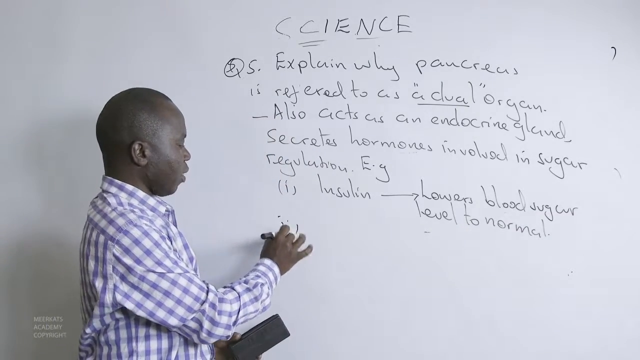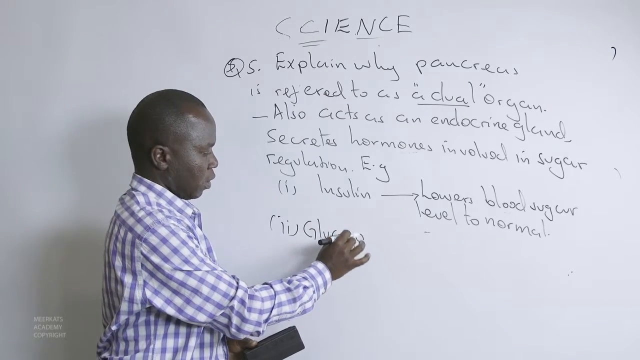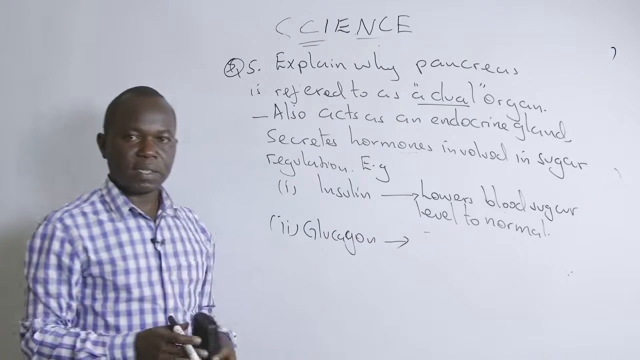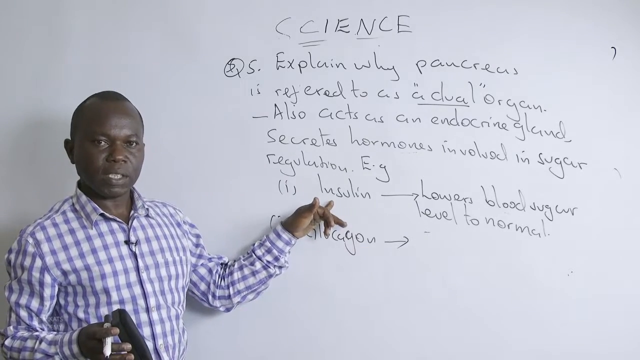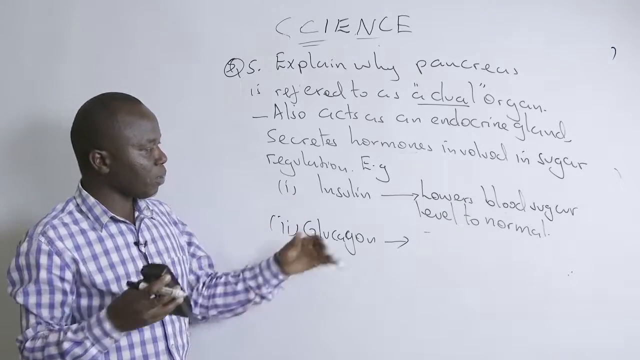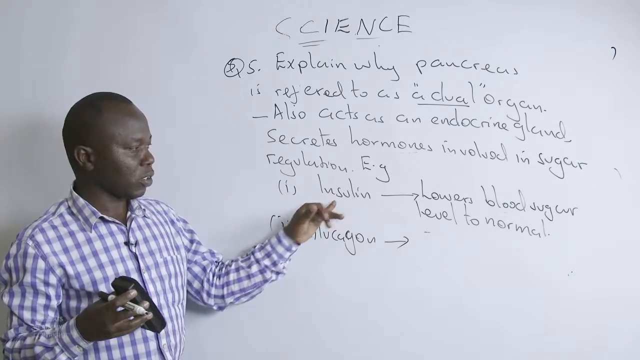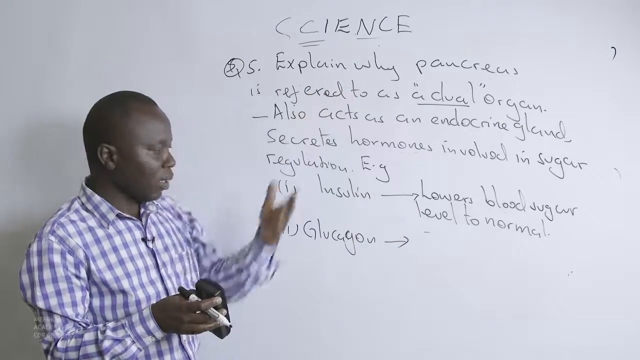And then we have glucagon. I've said in a previous lesson that glucagon is antagonistic to insulin. In other words, it acts in an opposite direction to insulin. So in this case, if insulin lowers, then glucagon will raise.